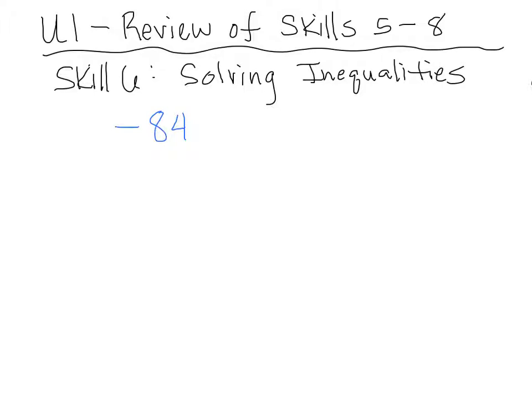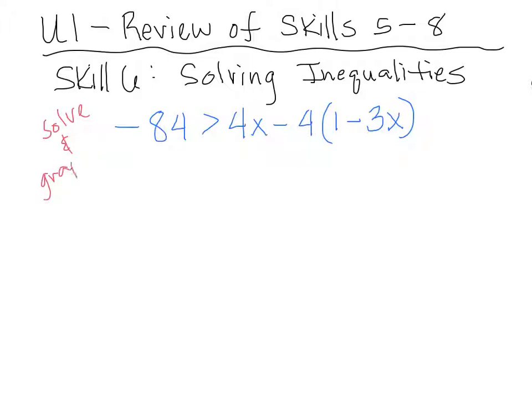Negative 84 is greater than 4x minus 4 times 1 minus 3x. Okay, so I'd like you to both solve and graph. So I'd like to also see the number line at the end. So again, I'm going to pause the video and then we'll compare our answers in a few moments.